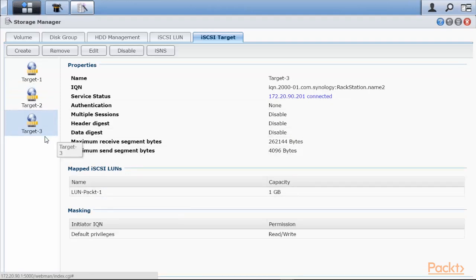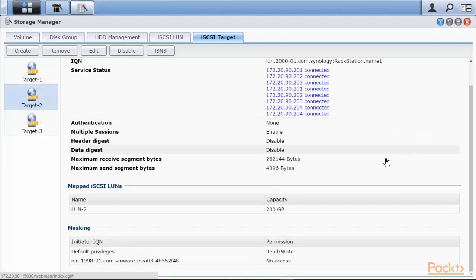Okay, let's look at target 3. Default privileges are read-write. Target 2, we see in terms of masking that there is a certain initiator with this IQN for which there is no access. This is an old iSCSI host that I had in place, so currently our default privileges are read-write for our 201 host /16 subnet basically. So we have target 1 there, and that's also connected 8 times simply because 4 NICs on one side, 2 NICs on the other side gives us 8 different paths coming into the targets.